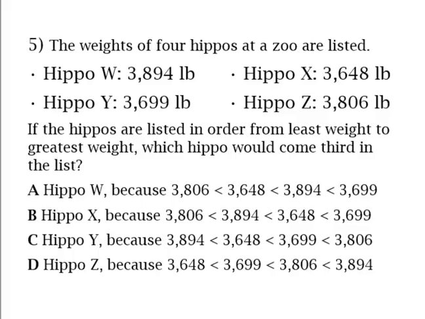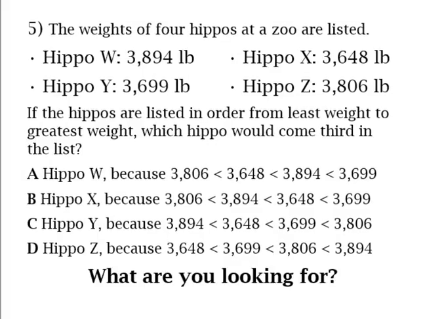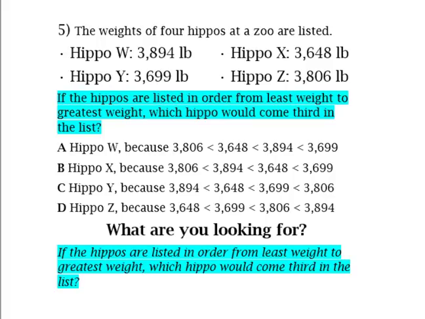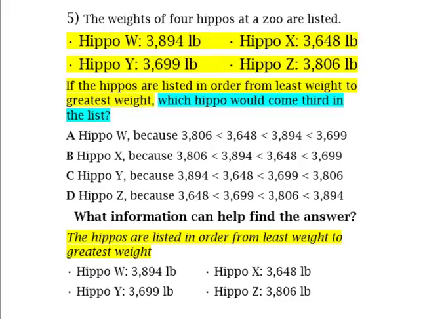That was a mouthful. What are we looking for? We are looking for, if the hippos are listed in order from least weight to greatest weight, the hippo that would come third in the list. What information can help us find the answer? A key point is, of course, that the hippos are listed from least weight to greatest weight, and then also knowing the values of each hippo's weight. Okay?